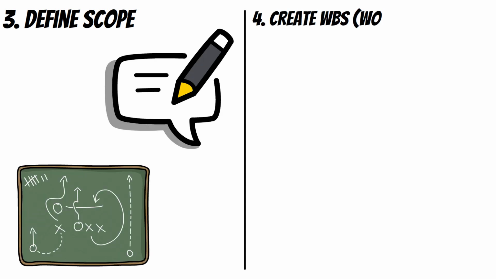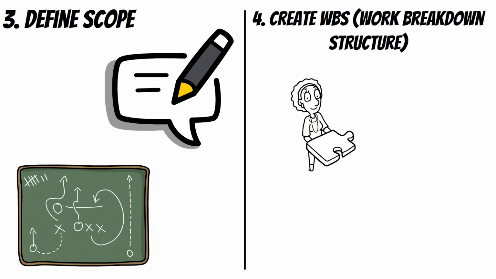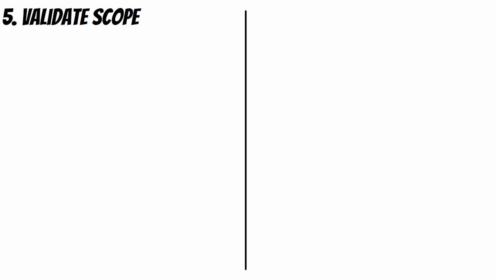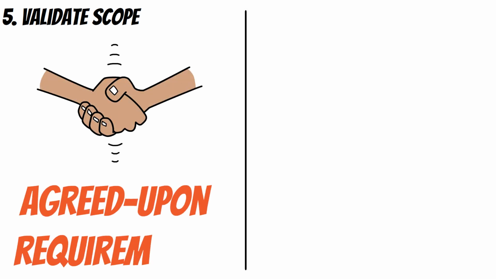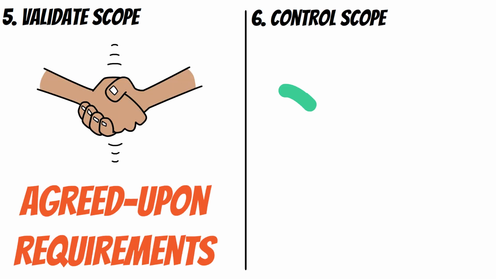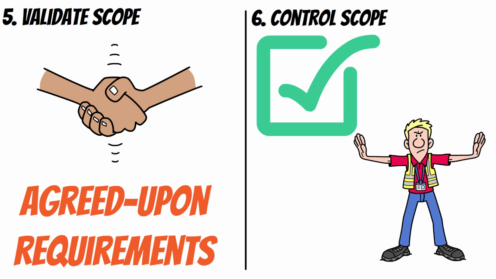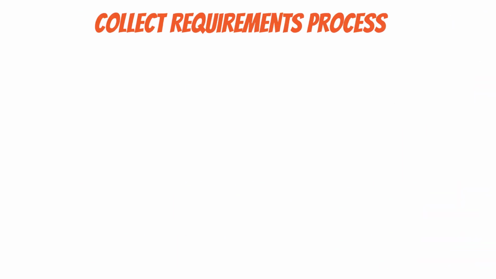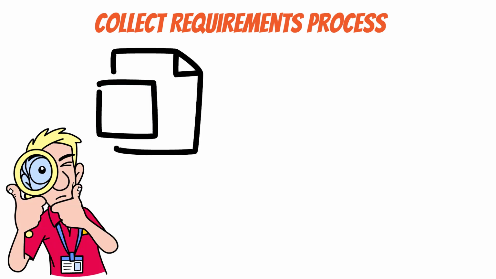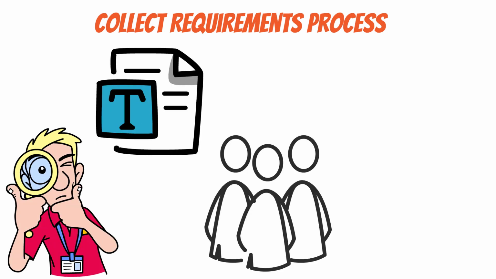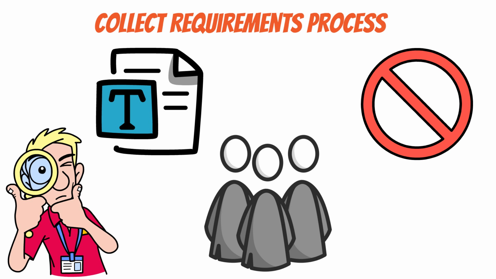4. Create WBS, work breakdown structure, breaks the scope down into manageable parts. 5. Validate scope ensures deliverables meet the agreed upon requirements. 6. Control scope keeps scope in check and prevents unnecessary changes. Today, we're zeroing in on the collect requirements process, where we identify and document what stakeholders truly need, not just what they think they need in the moment.